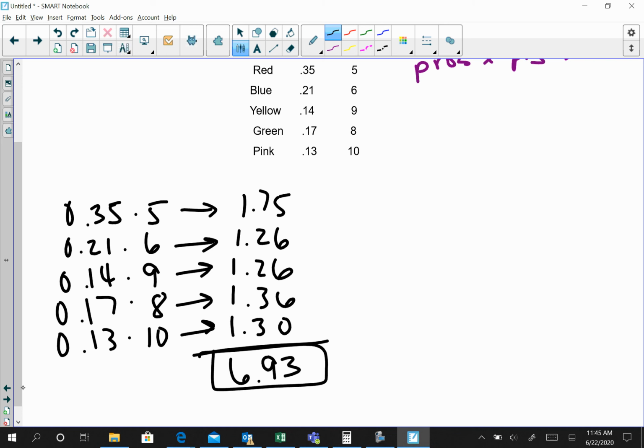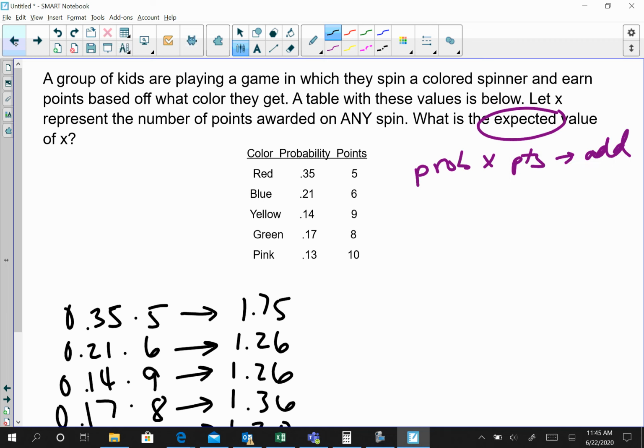Okay, so this is combinations and probabilities and ordering. Good job.